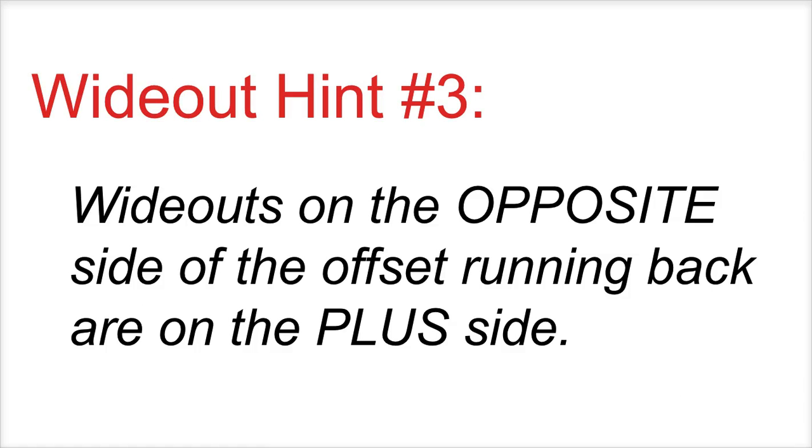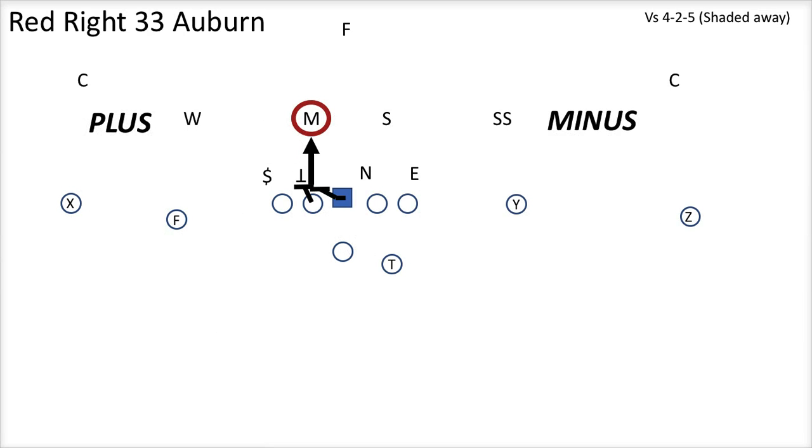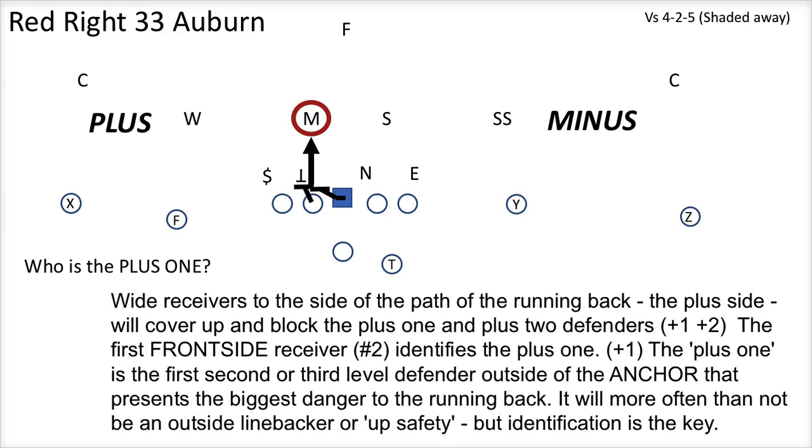Whiteout hint number 3. Whiteouts on the opposite side of the offset running back are on the plus side. Where is the +1 and who blocks the +1? On every single running play, who blocks the +1?